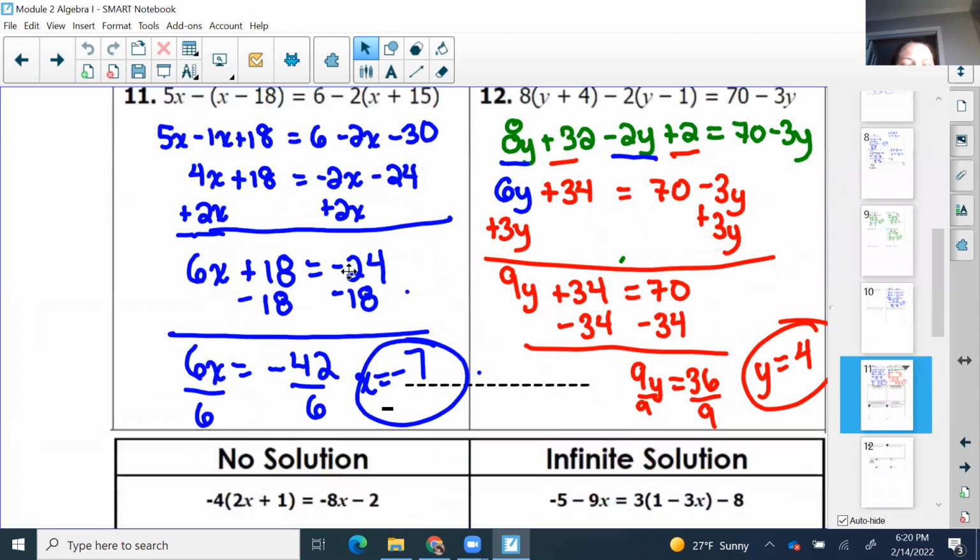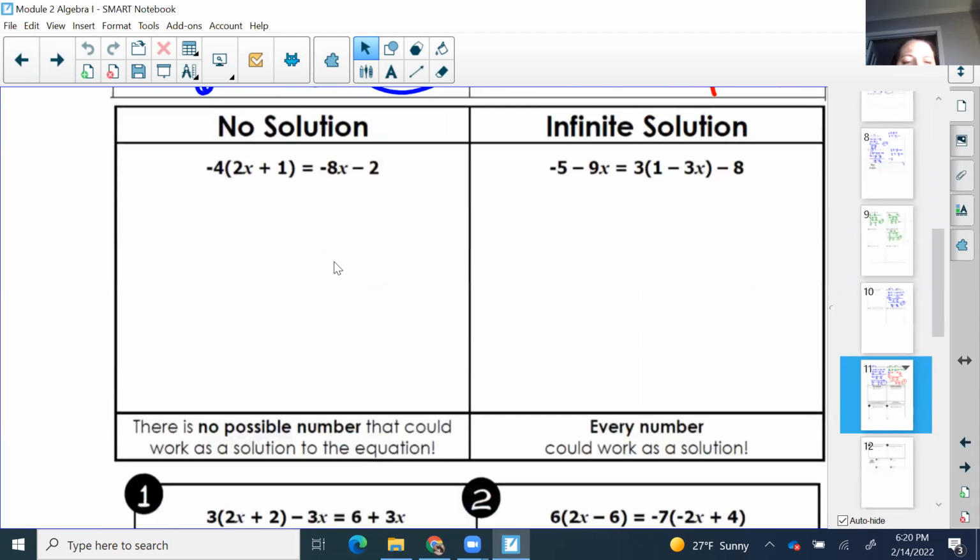The other thing I wanted to start on today was the fact that sometimes you can have no solution and infinite solutions as your solution to an equation. And that's always a little weird because what happens is that the variable goes away, and I'm going to take you through these two options.